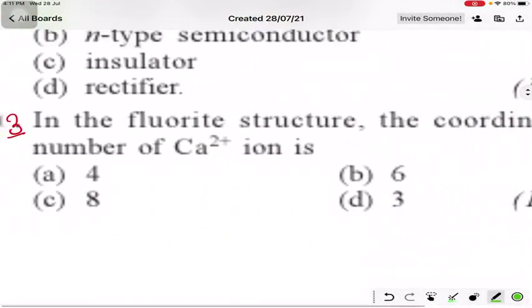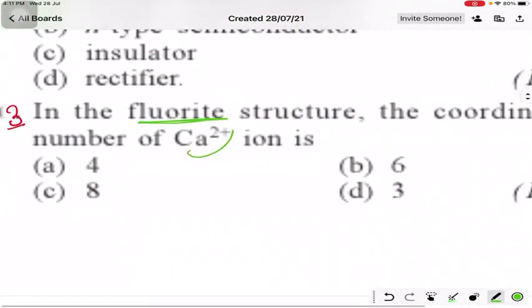In fluorite structure, again we have question, what is the coordination number of calcium? It is 8.